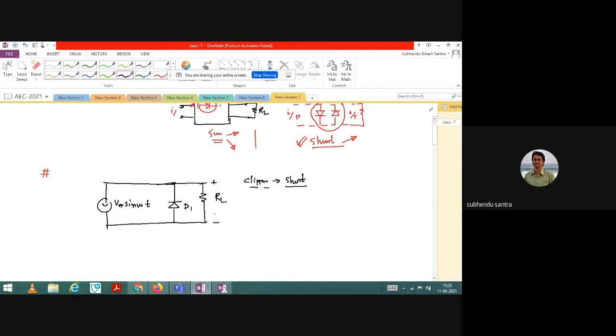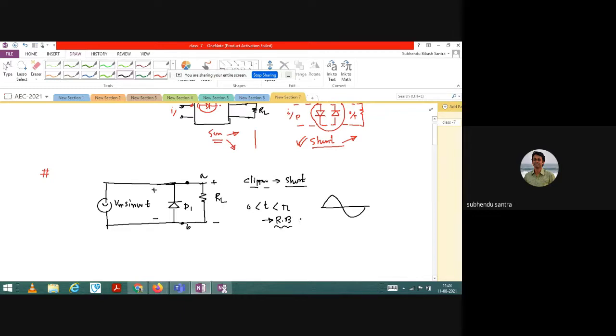For that I have explained, you have to mark these two points A and B, and see whether the output voltage is 0 or not 0. Already you know that from 0 to pi, the sinusoidal voltage is coming from the positive half, so this is plus and this is minus. During this time the diode D1 will be reverse biased.